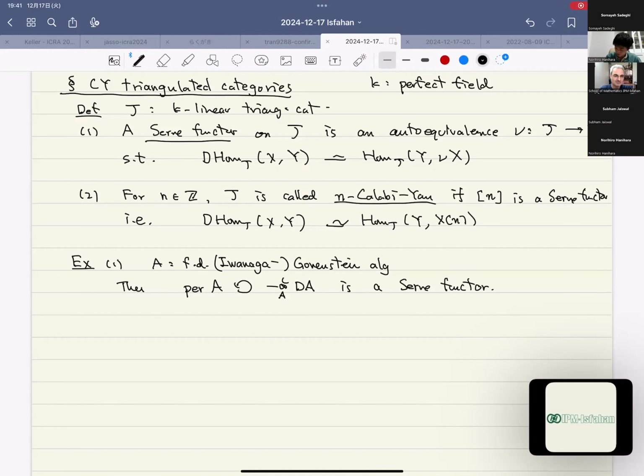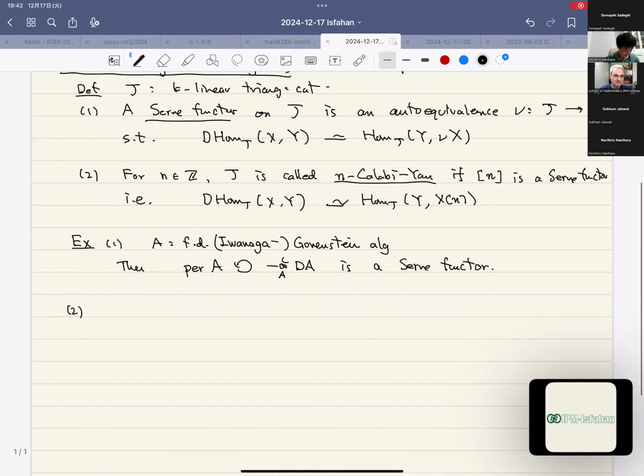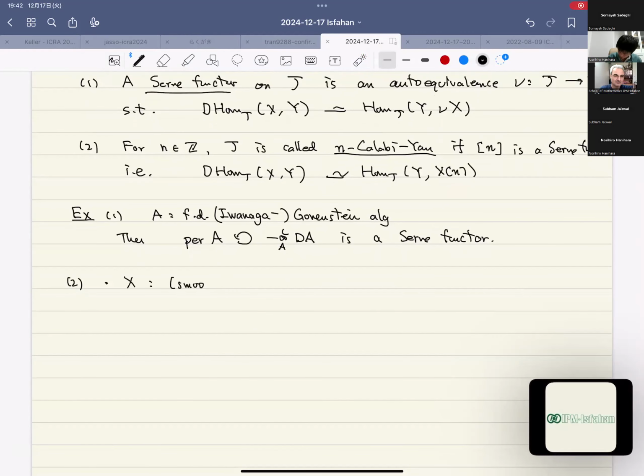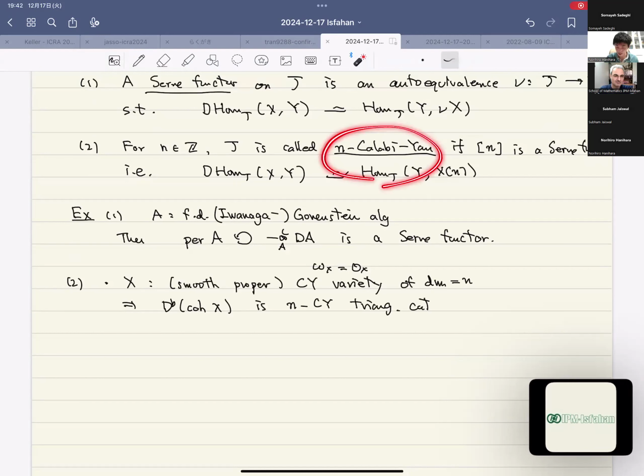And so what about examples of Calabi-Yau triangulated categories? Well, it originates in the Calabi-Yau varieties. So if X is, let's say, a smooth and proper Calabi-Yau variety of dimension n, in the sense that the canonical bundle is trivial, then the derived category of coherent sheaves over X is n-Calabi-Yau as a triangulated category. And this explains the terminology Calabi-Yau.